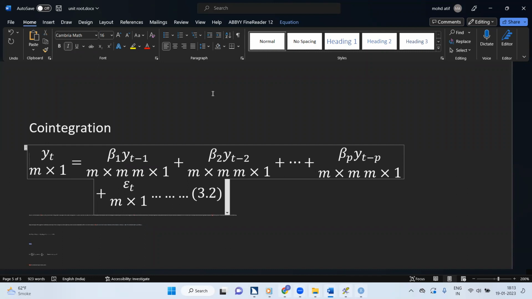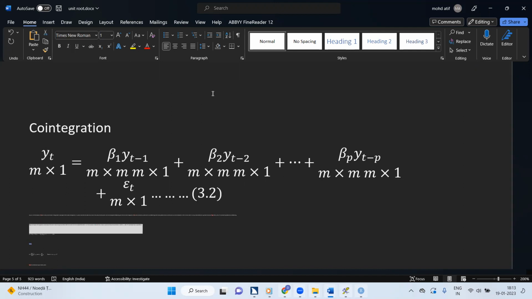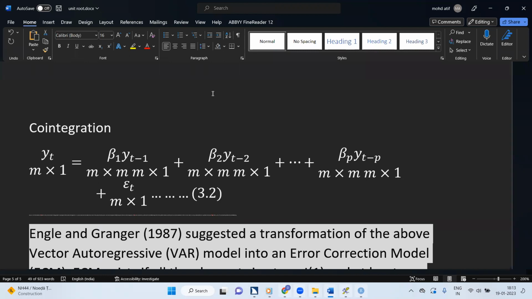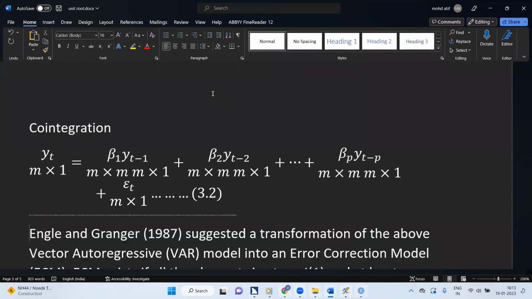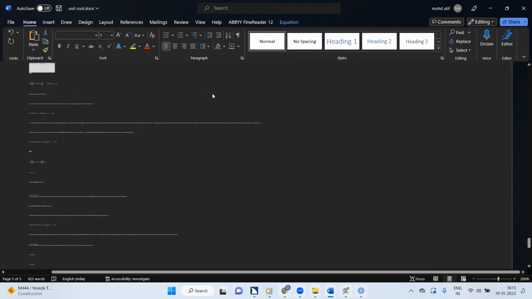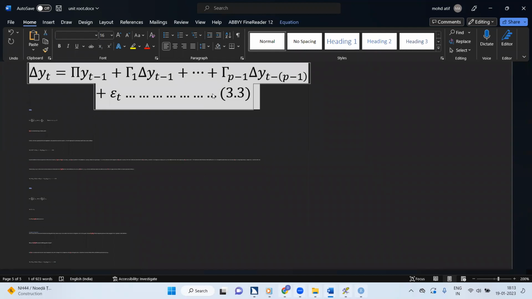Now, when things are non-stationary, the usual practice is that we have to difference the data, convert it to first difference, a return series, and then model it. But there is a better way. What we can do is transform this model by adding and subtracting some of the terms, and this model will become like this. So Engle and Granger suggested a transformation. Both of them were Nobel laureates. Look at this. The earlier VAR is converted into this equation. We call it the transformation.